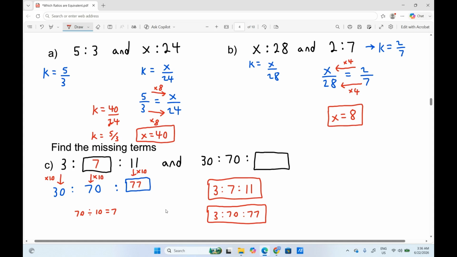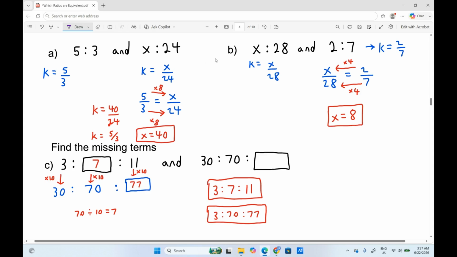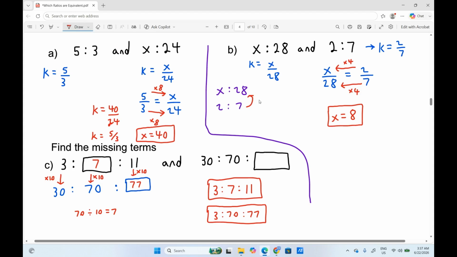So that's another way to also find the missing terms in equivalent ratios. And honestly, in an alternative way, you could have also solved these questions using that method as well. So let's say I just do an aside here. I had x to 28 and then 2 to 7. Just ask yourself this question: how do I get from 7 to 28? Well, I times by 4. And what I do to this side of the ratio, I do to this side as well. And now 2 times 4 is 8, so that means x also equals 8 right away. That's an aside that can be shown here.